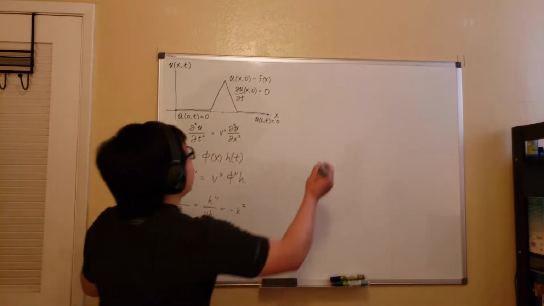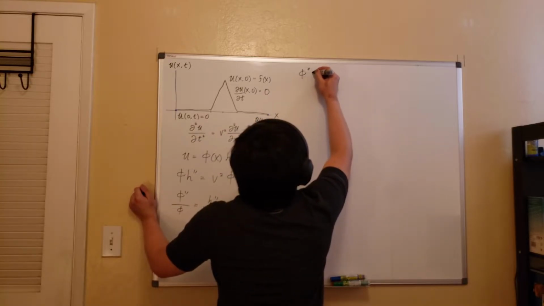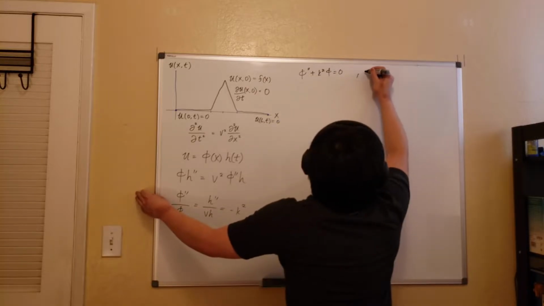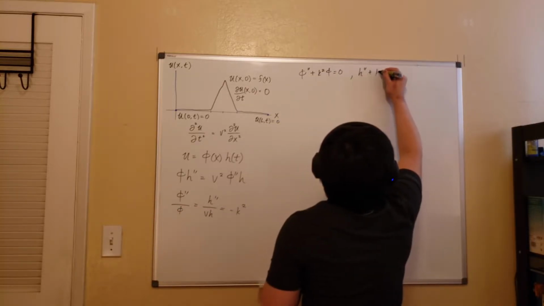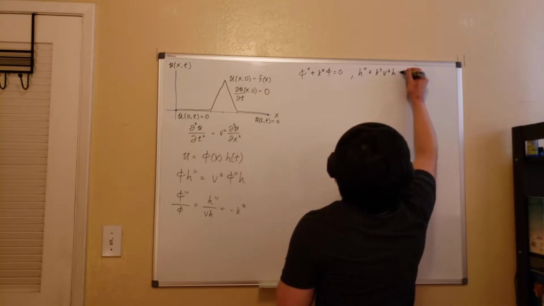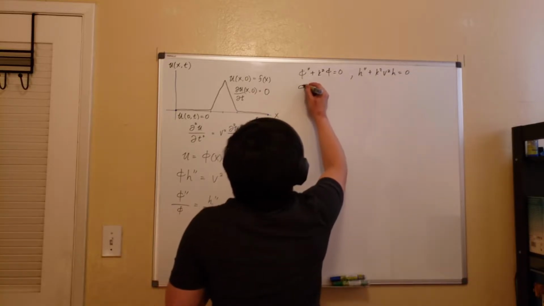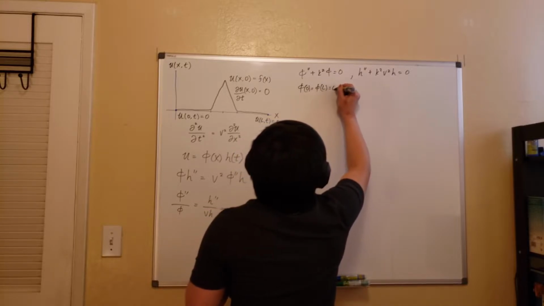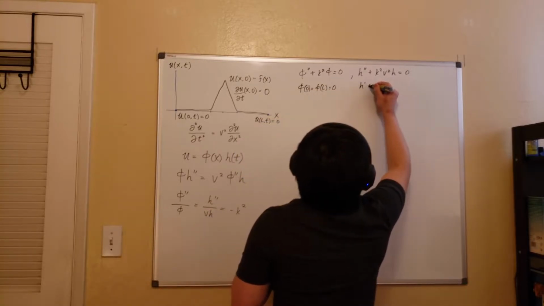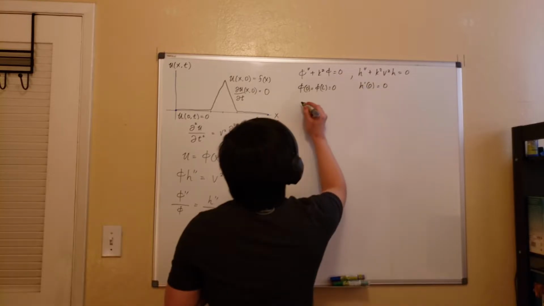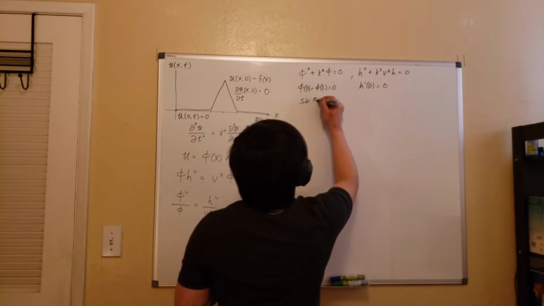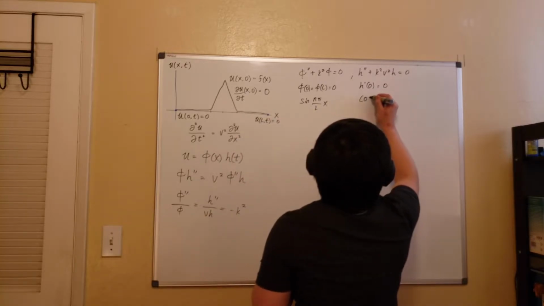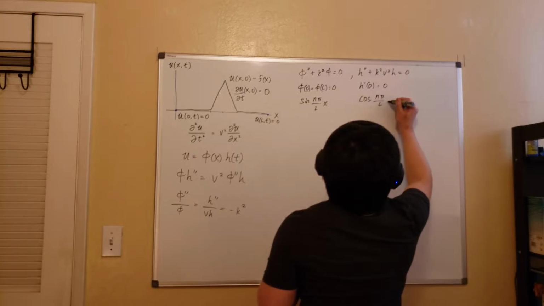Now from here, we get the two ordinary differential equations: phi double prime plus k squared phi equals 0, and h double prime plus k squared v squared h equals 0, with the boundary conditions phi of 0 equals phi of L equals 0, and h prime of 0 equals 0. Solving these boundary value problems, we get the eigenfunctions sine n pi over L x. And from this initial value problem, we get cosine n pi over L vt.